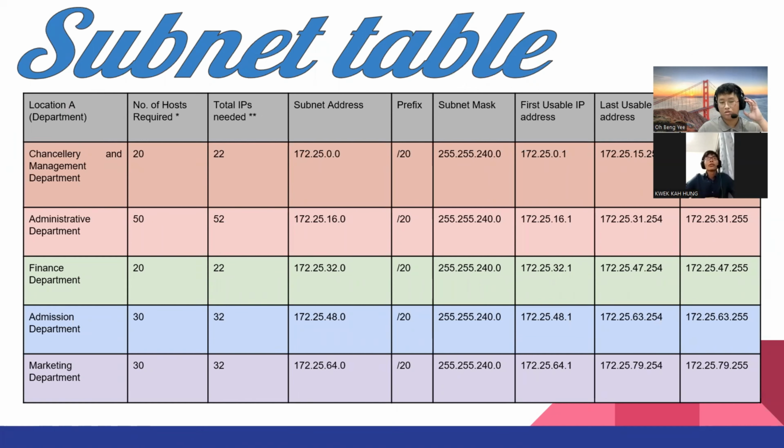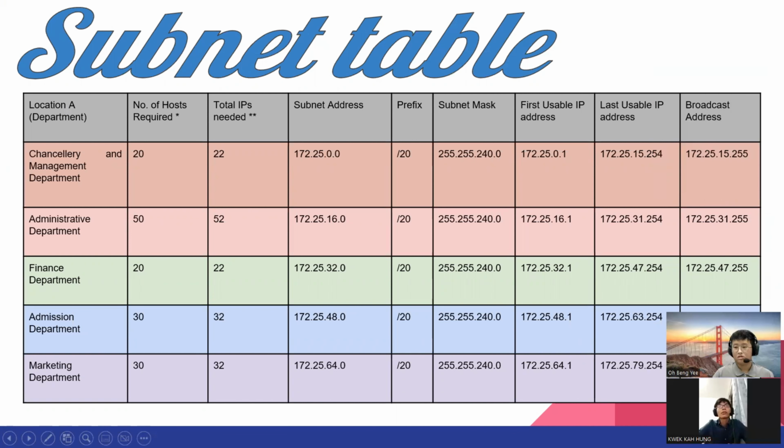All right, now I will continue with the subnet table. This is the table that we designed. As you can see, there are location A, number of hosts required, total IP needed, subnet address, prefix, subnet mask, first usable IP address, last usable IP address, and finally the broadcast address. So each department has its own number of hosts required.